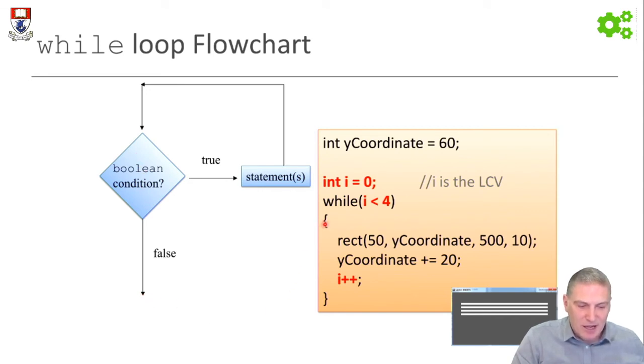So if we take a look here, that means we're exiting out of the loop and there's nothing else to do. So we now have our 4 rectangles drawn. So that's what we mean by a flow chart.